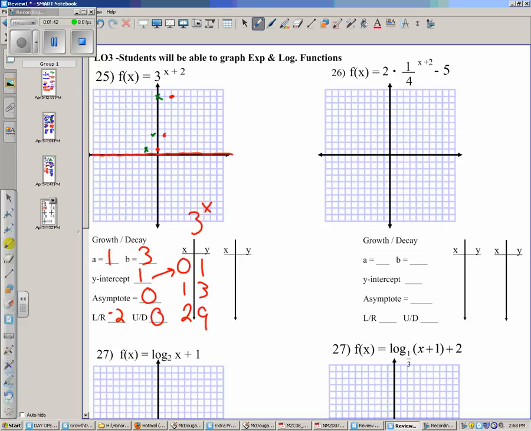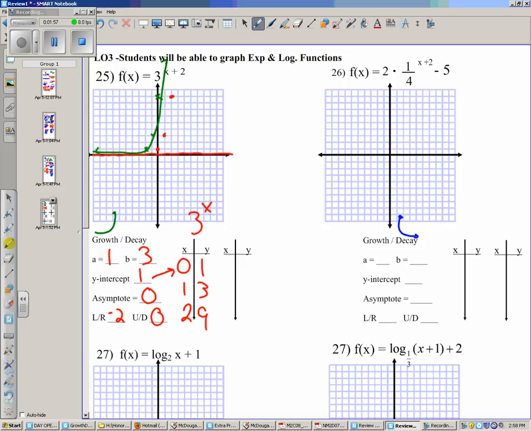And then again, this is growth. Growth is a backwards L in exponential growth, so it's going to coast along the wall and then jump up dramatically. Going to 26. This is also exponential, but this is going to be decay. It's going to be a regular L.